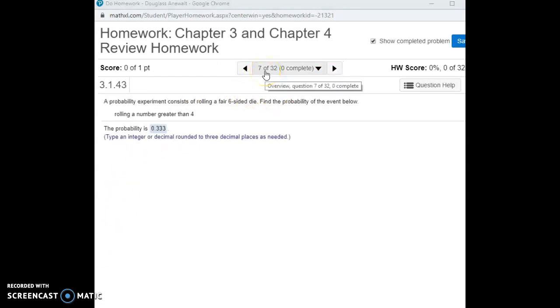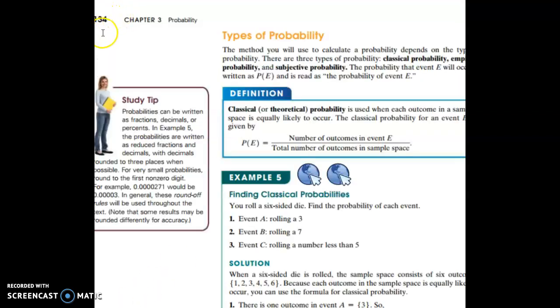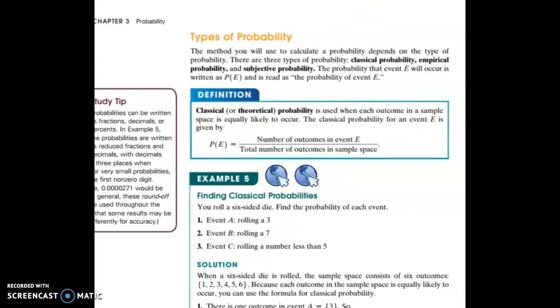For number 7, we have an experiment where we're rolling a fair 6-sided die, and we're finding the probability of rolling a number greater than 4. And this is from 3.1. It's an example of classical or theoretical probability. It's when each outcome in a sample space is equally likely to occur. In this case, when you roll a fair 6-sided die, you're just as likely to get any of the 6 numbers.